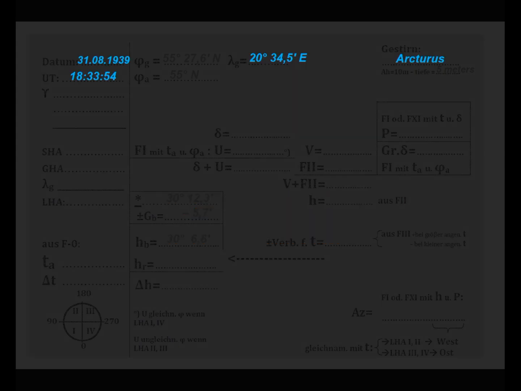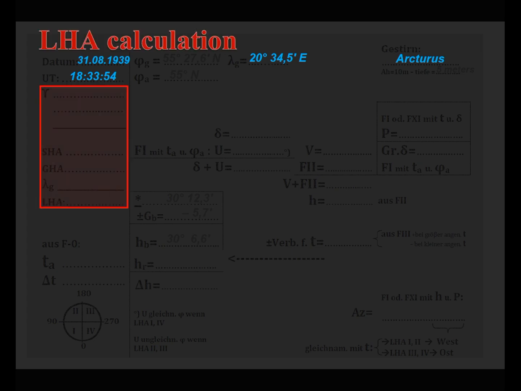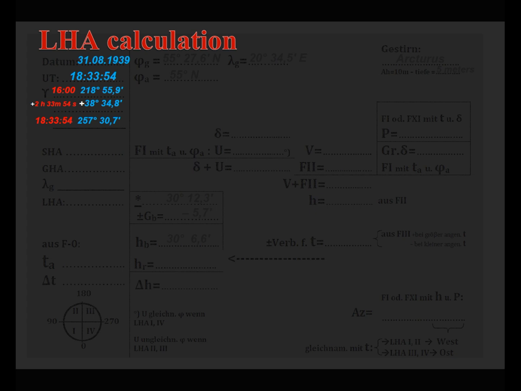We calculate the local hour angle of the celestial body. How the local hour angle is calculated is shown in detail in video 3.1. The steps in calculating the local hour angle of a star are to calculate the Greenwich hour angle of the first point of Aries and the Greenwich hour angle of the star at the time of measurement.